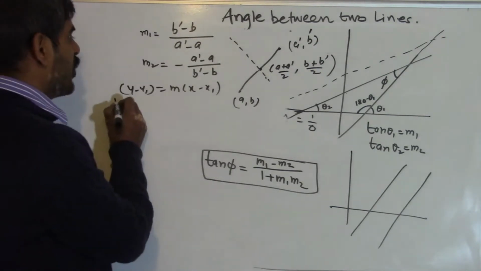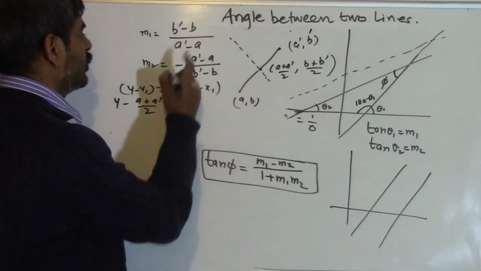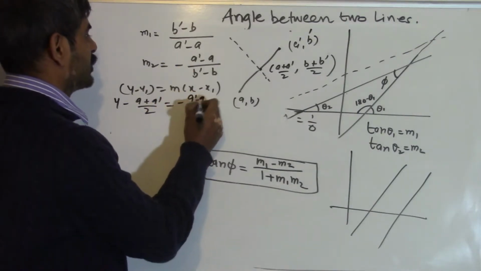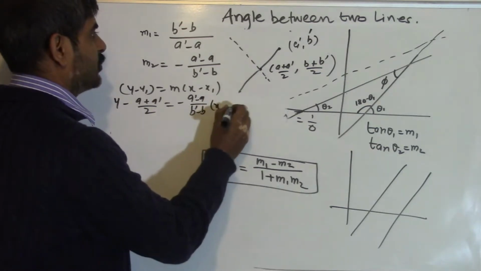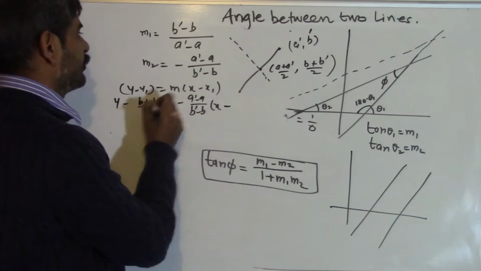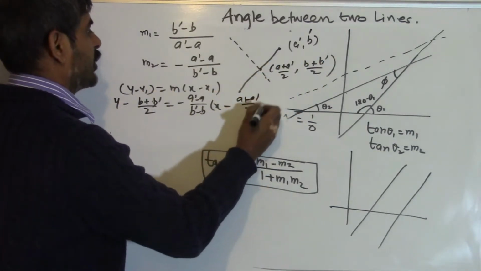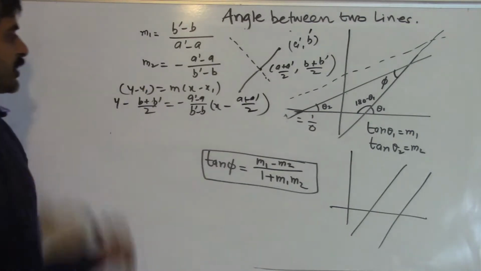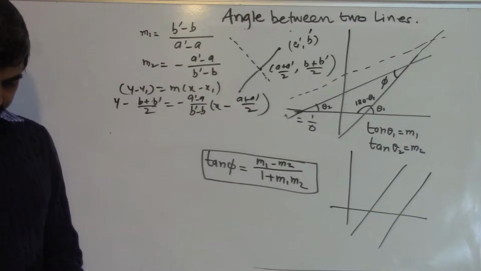So we can write Y minus (B plus B dash) by 2 is equal to M, which is minus (A dash minus A) divided by (B dash minus B), multiplied by X minus (A plus A dash) by 2. You can further simplify it and get a cleaner answer.